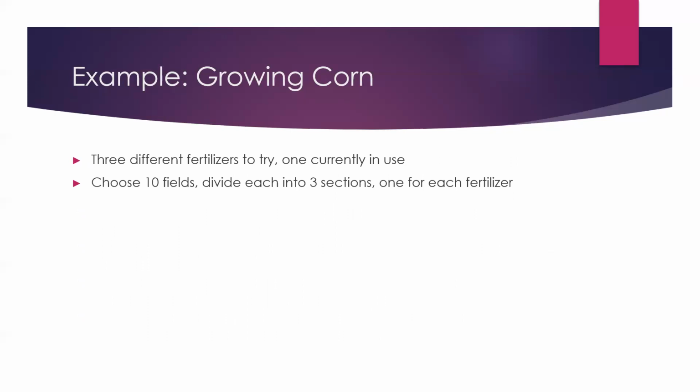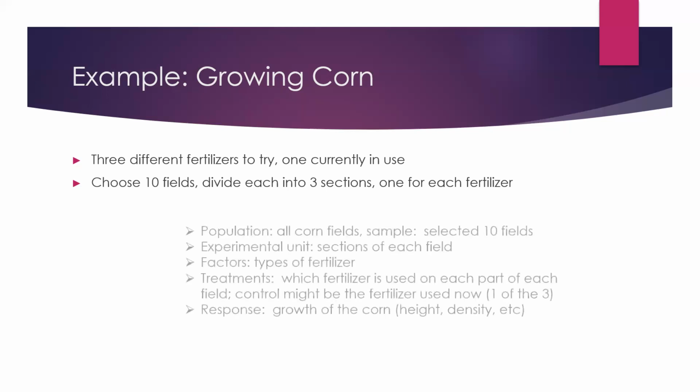So here's an example. You've got three different fertilizers to try. One of them is currently in use. You're going to choose 10 of your fields at random. You're going to divide each field into three sections, and you're going to apply each of the three different fertilizers to each of those three sections in the fields.